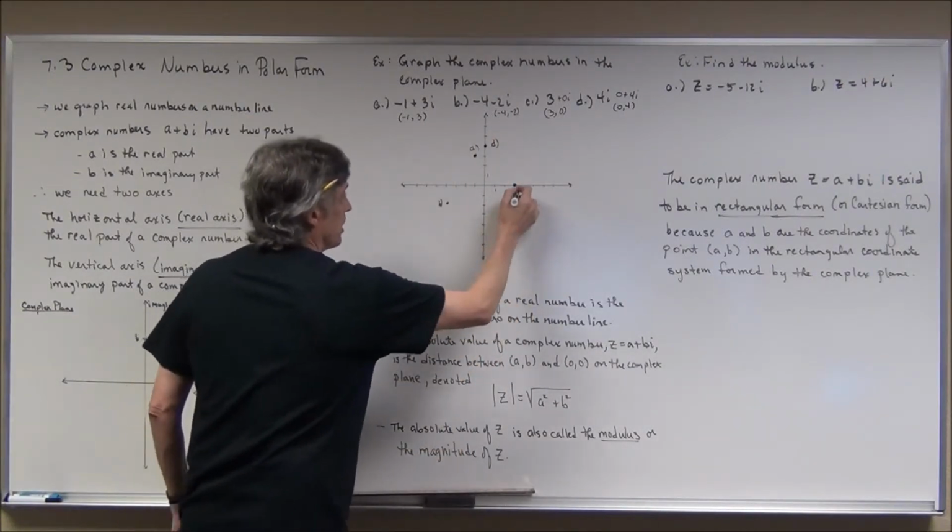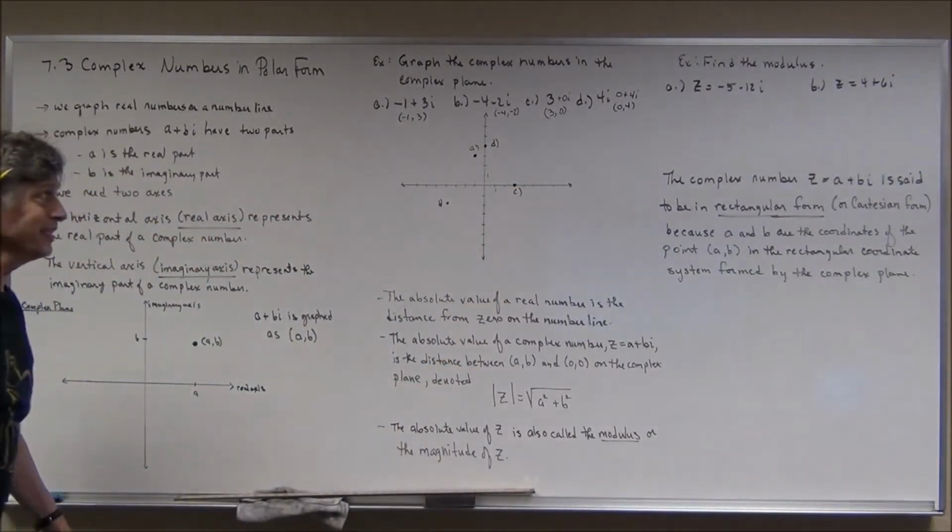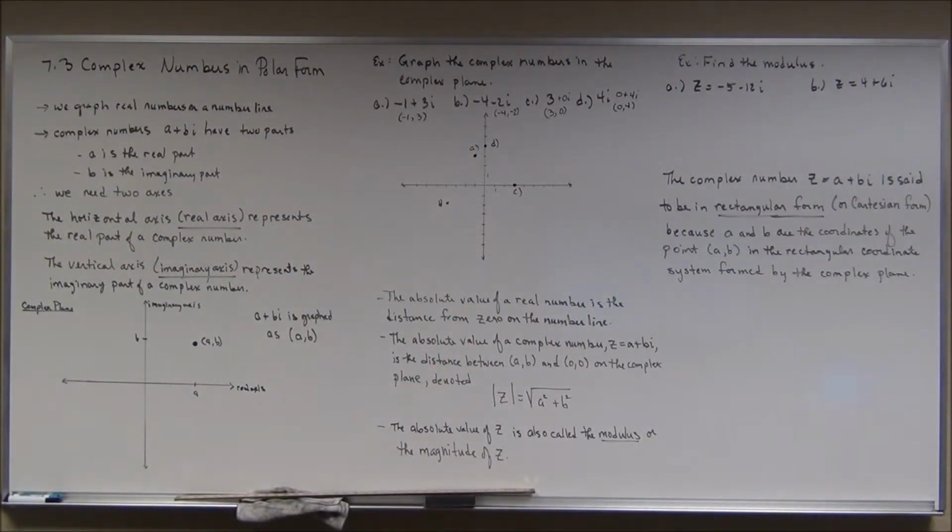Oh, this was part C down here. So it's really simple to graph complex numbers if they're in rectangular form, a plus bi form. It's really simple to graph those.